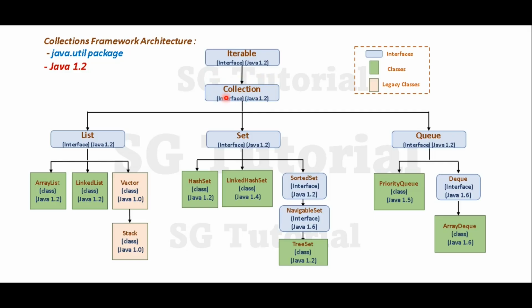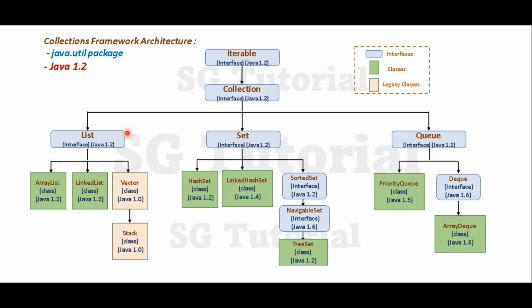The collection interface is the root interface of the Java collection hierarchy. Remember this point from an interview perspective because it's a commonly asked interview question. Okay, and it was introduced in Java 1.2 as well. And most of the collection interfaces and classes are derived from this interface. Okay, so here the collection interface extends the iterable interface, and I will show you this practically in Eclipse, so don't worry. Okay, and the first child of collection interface is list interface.